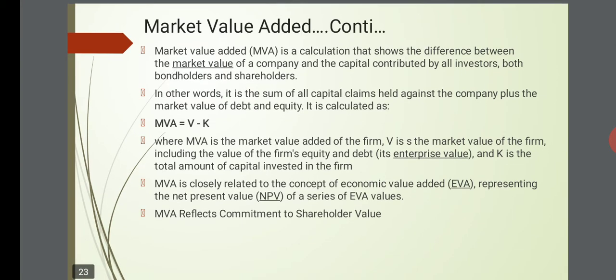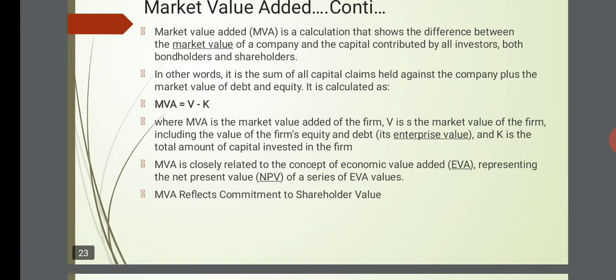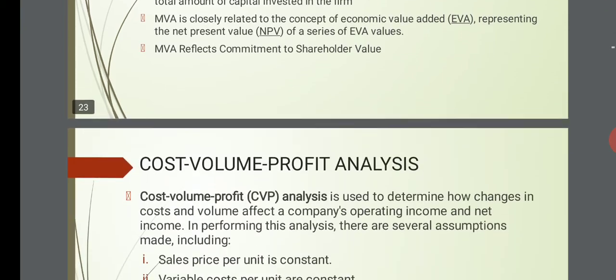MVA is closely related to the concept of economic value added, representing the net present value of a series of EVA values. MVA reflects commitment to shareholder values. So when the market price increases, whatever the market value addition is, when you subtract the K, the amount of capital invested, from the market value of the firm, you get the market value added.